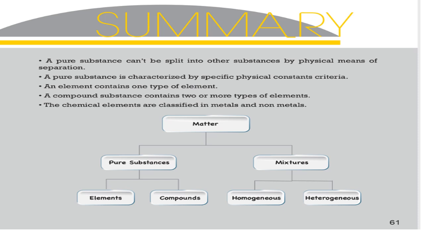A pure substance can't be split into other substances by physical means of separation. A pure substance is characterized by specific physical constant criteria. An element contains one type of element. A compound substance contains two or more types of elements. The chemical elements are classified in metals and nonmetals. So matter can be a pure substance or a mixture.